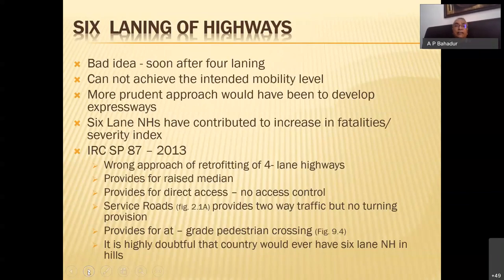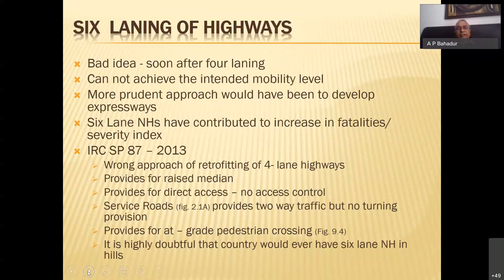Six laning, besides other things, the two major dangerous things in the six laning document are, first, the raised median. For a high speed road, it should never be a raised median. It should either be a flush median or a depressed median. Even if you have a problem of retrofitting, dismantle the existing barrier kerbs and make it flush, and provide either a new jersey or metal beam crash barrier for both directions of travel.